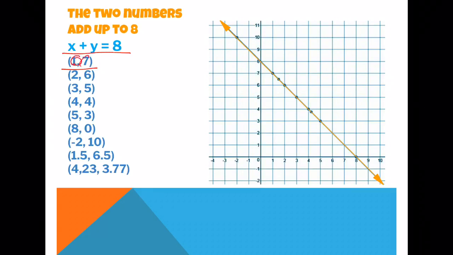So 1 plus 7 equals 8, and 1, 7 is a point on our graph. 8 plus 0 equals 8, and 8, 0 is a point on our graph, and so on and so forth. So let's ramp this up a little bit.